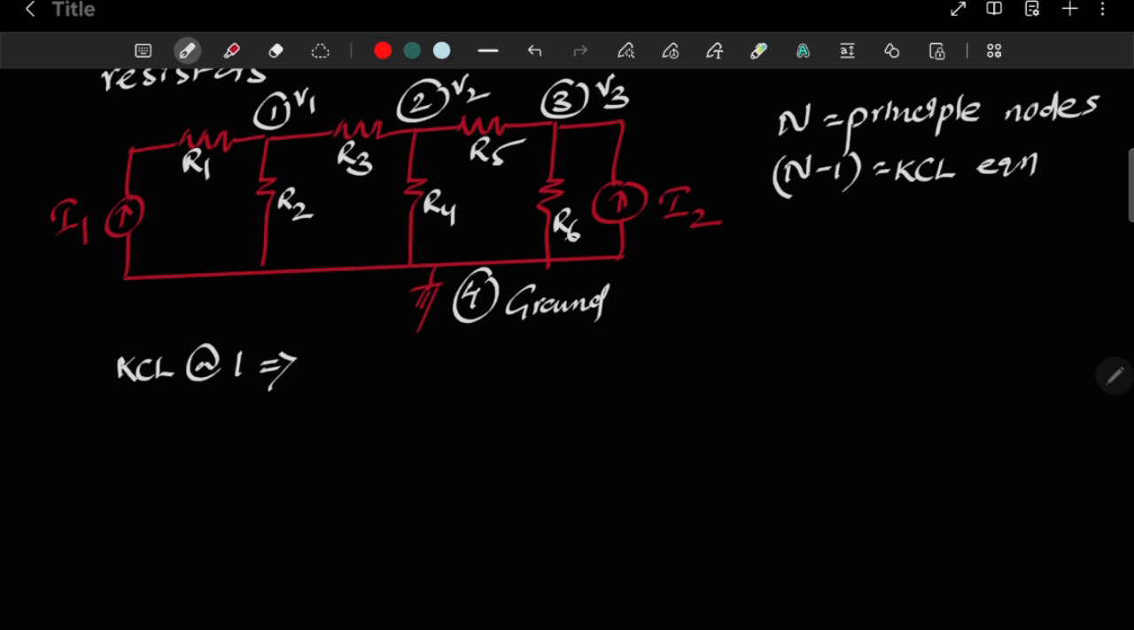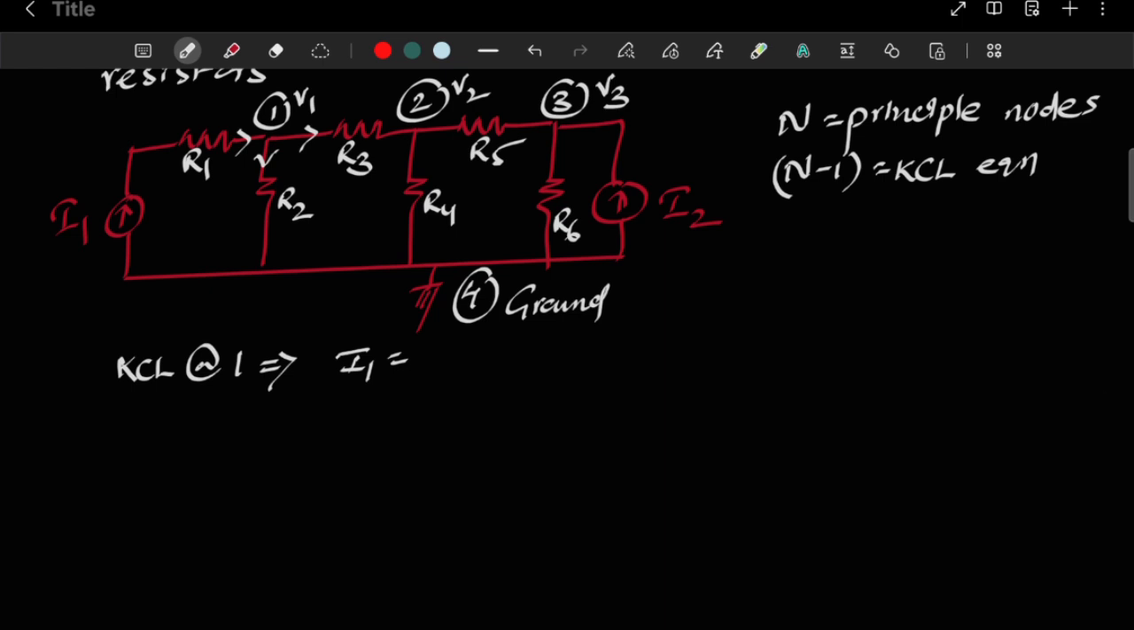What will happen? Into node 1 current I1 is entering. So we will take it like this: entering currents is equal to leaving currents. I1 is the current which is entering into node 1. Then through R2, how much current is leaving this node 1? That means this current I am talking about. Then this is another current. Here I1 is entering into the node, so entering current is only one, that is I1. That is equal to the sum of the leaving currents.